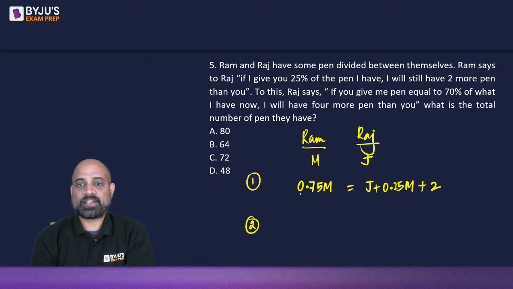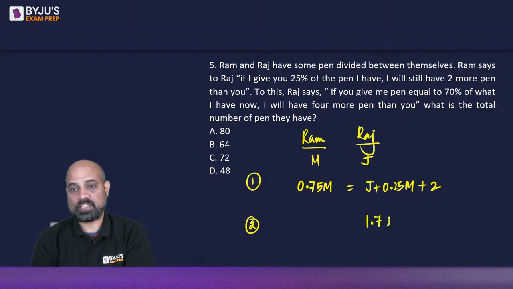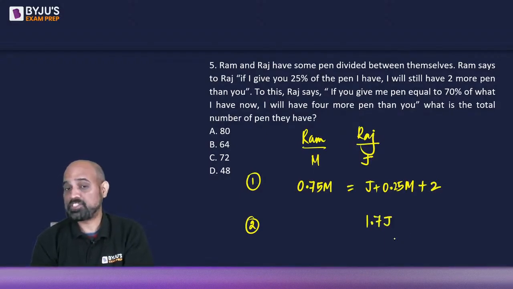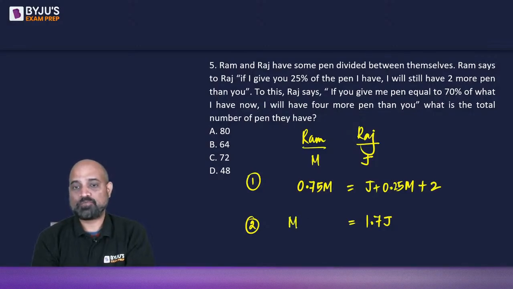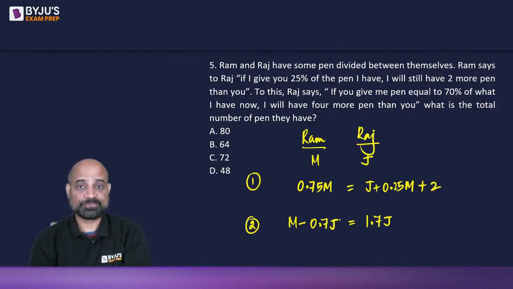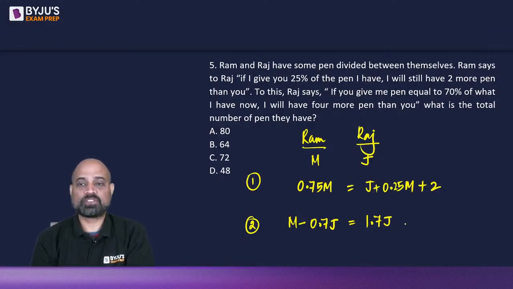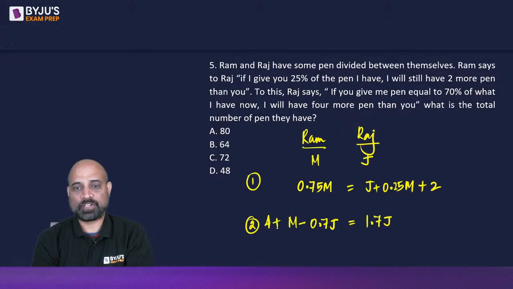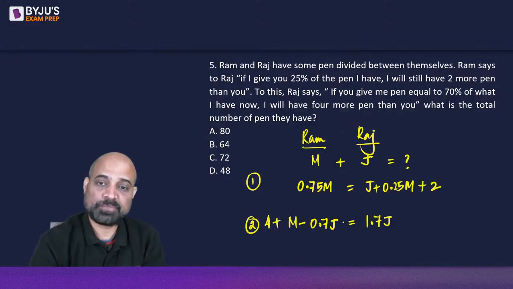The second equation that we will have is when Raj says, if you give me pens equal to 70% of what I have now, so Raj's number of pens will increase by 70%, so it becomes 1.7J. And the number of pens with Ram will decrease by 0.7J because that's the amount he gave to Raj. He says, I will have 4 more pens than you. So he has 4 more pens, so we can subtract 4 here or we can add 4 here. Completely our choice. So we need to find out the value of m plus j. This is what is asked. So we need to find out the value of m and j from here.